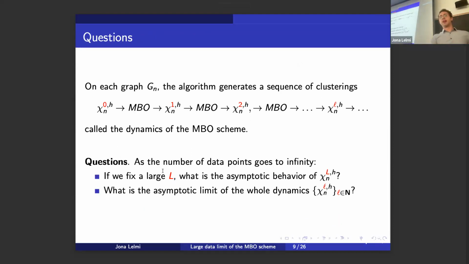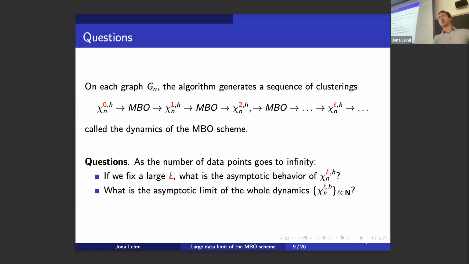And then on each of these graphs, Gn, the MBO scheme generates a sequence of clusterings. Let's say I fix h, the step size, and I fix n, so the nth graph, and I feed into the nth graph the clustering chi0 hn. Then I perform MBO and I obtain a clustering chi1 hn, which can be fed into MBO again, and you obtain another clustering and so on. So you have a sequence of clusterings for each graph.